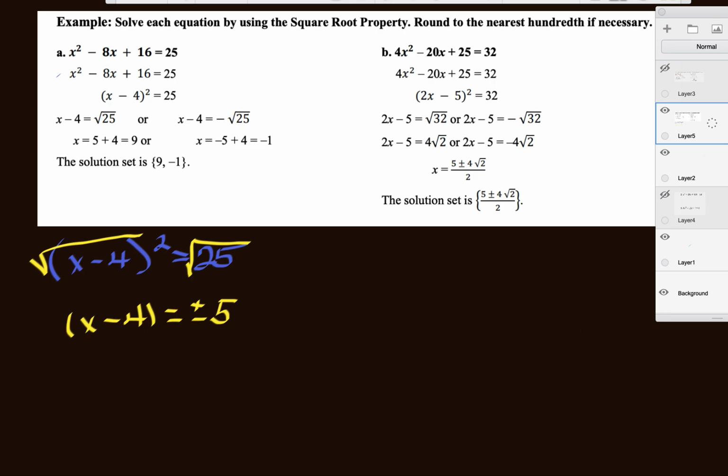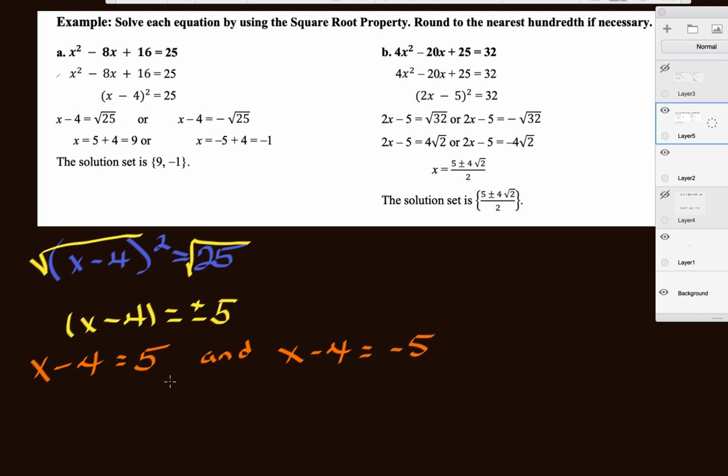That's what it should look like; that's the way mathematicians write it, with the plus or minus. Why would we solve for a negative square root, right? Anyway, we're solving x minus 4 equals 5, and we're also solving x minus 4 equals negative 5.